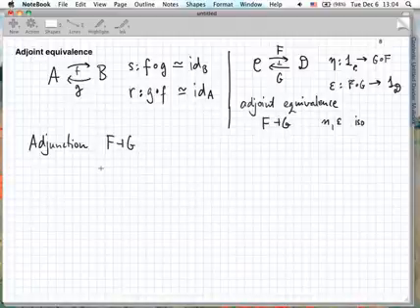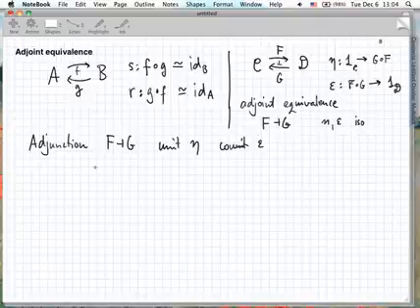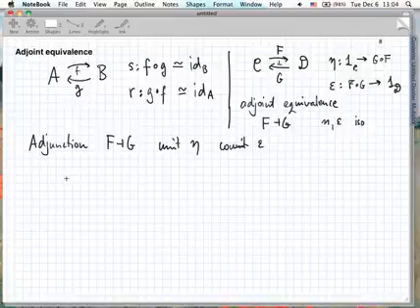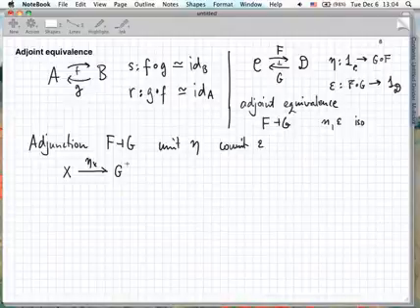Fg. And I have my unit, eta, and I have the co-unit, epsilon. Like here, up here, okay? So now you start playing around and you say, well, let's take some object x, and then here I'm going to have eta at x, and then I'm going to have g of f of x.